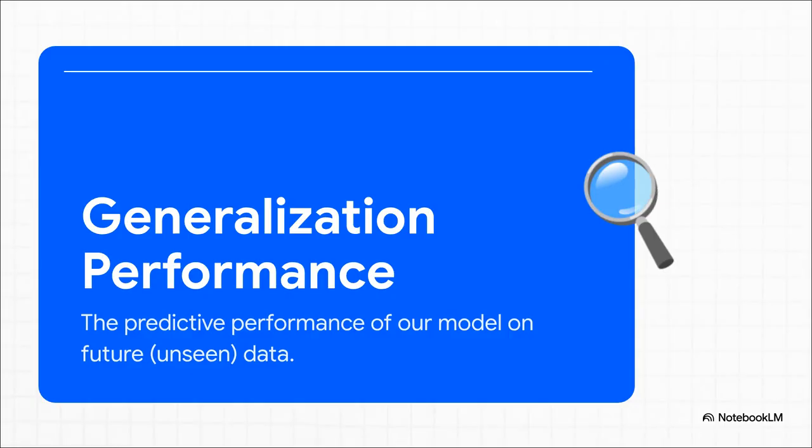So why do we go through all this trouble with training? It's all for this one thing, generalization performance. You've got to remember this term because it's the single most important metric. It doesn't really matter how great your model is on the data it's already seen. What truly matters is how well it works in the real world, on new data it has never, ever encountered before. That is the goal we are always chasing.